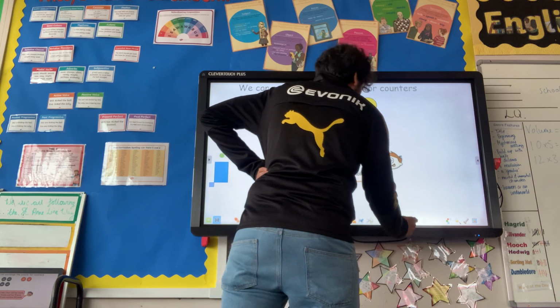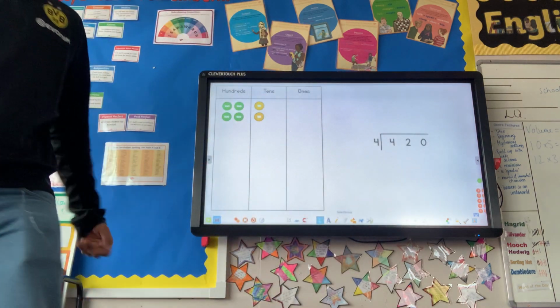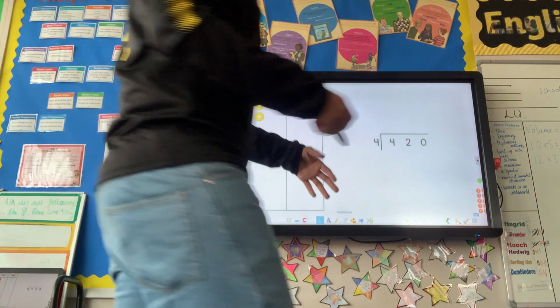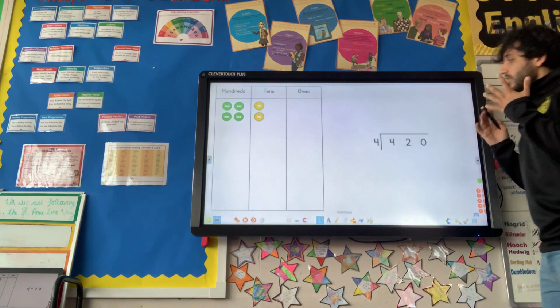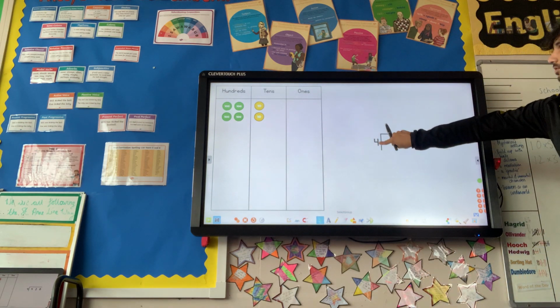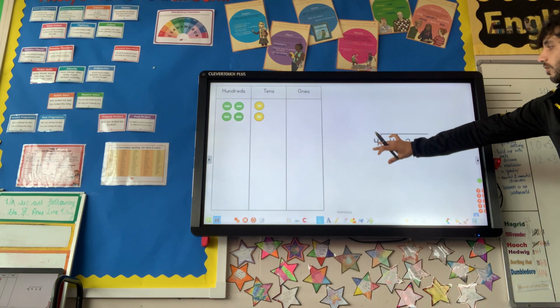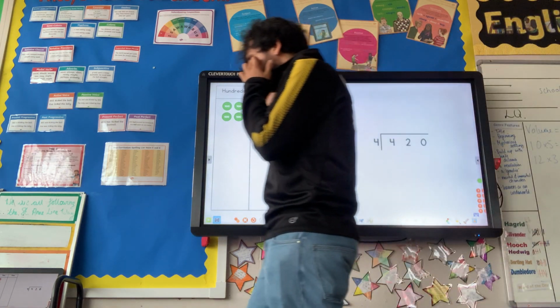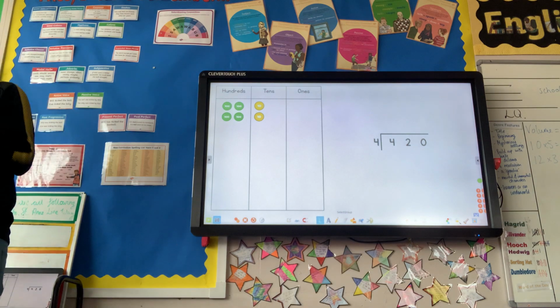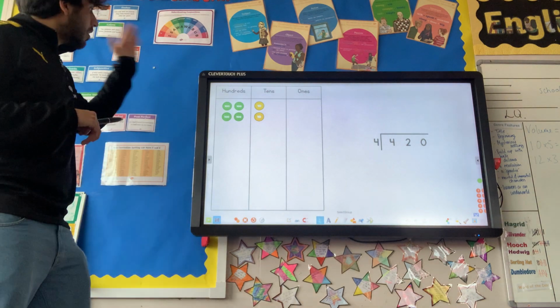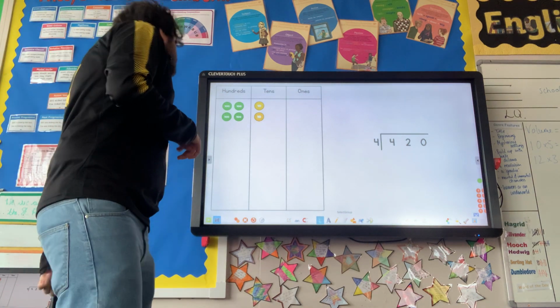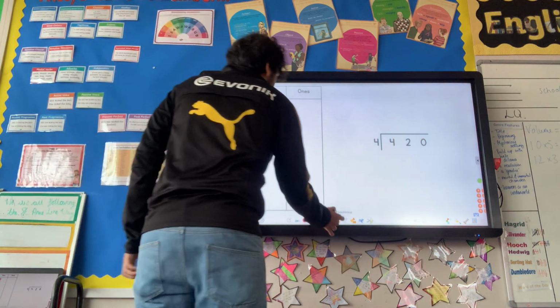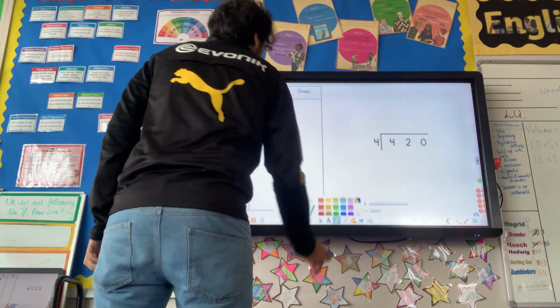Let's make it a bit simpler. So, this is how we write out our short division. I'm sure you guys know. We have that number there. We need to know how many times 4 can go into 420. So what I've done is I've got a place value grid on the board and I've put our hundreds there and our tens there. So we're going to go through this through short division.